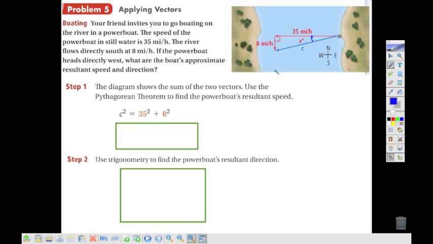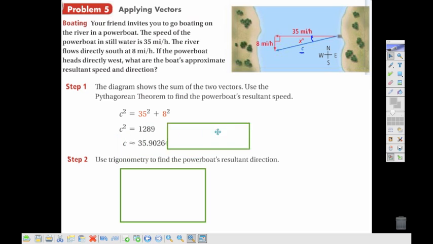So first we're going to look for our resultant speed, which would be our hypotenuse here. We can set this up using the Pythagorean theorem. C squared is equal to 35 squared plus 8 squared, which will give us about 36 miles per hour.